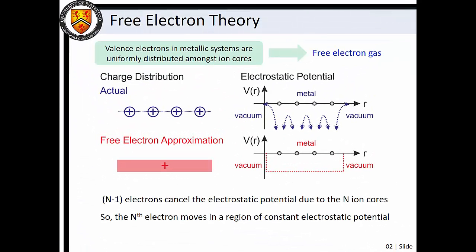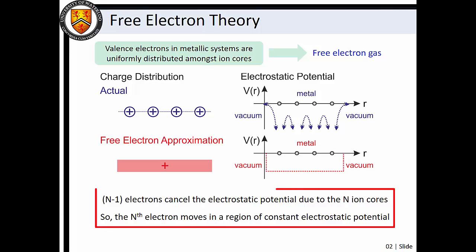For our purposes, we will consider free electron theory in the context of metallic systems where valence electrons are uniformly distributed amongst the ion cores to form a free electron gas. This gas is confined to the volume of the metal particle.